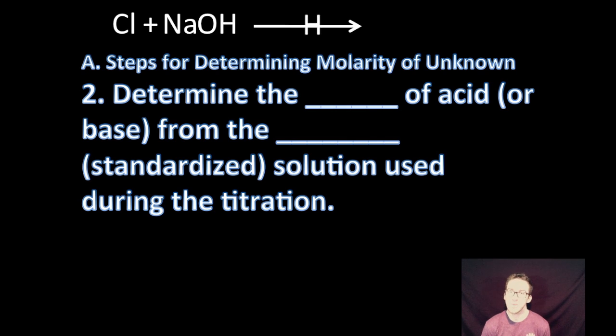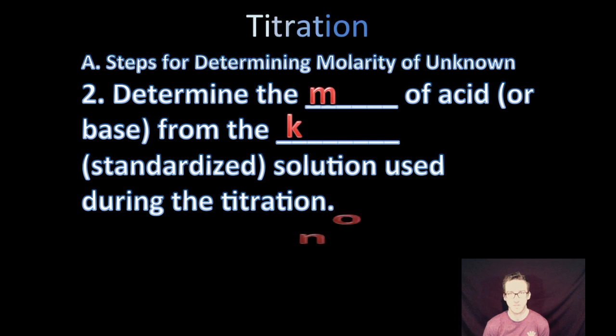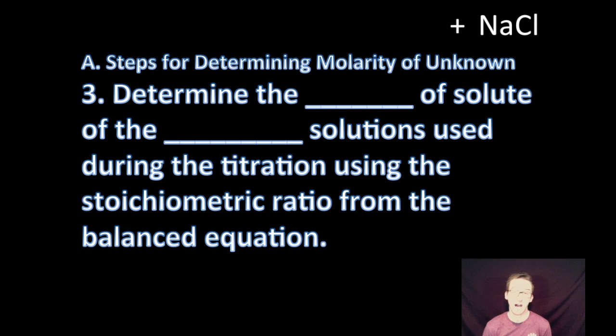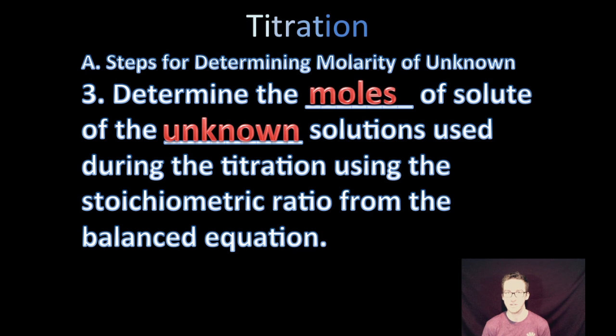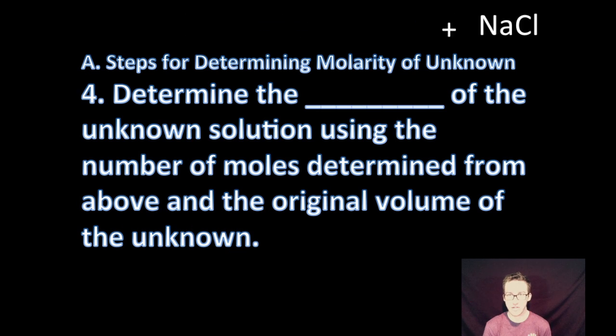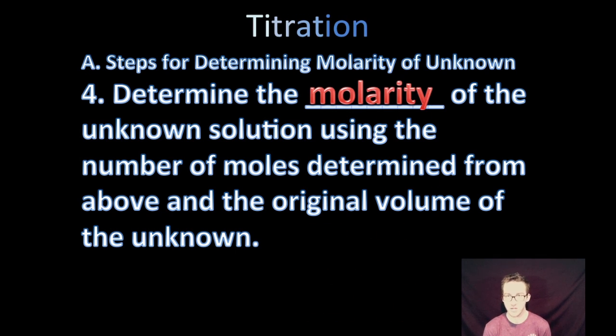Step 2 is determine the number of moles of acid or base from your known solution. Sometimes we call it our standardized solution, but use what you know to solve for number of moles. Step 3 then, you're going to determine the moles of solute of the unknown solution using that stoichiometric ratio in the balanced chemical equation. And then lastly, just make sure you determine the molarity or the concentration of the unknown solution using the number of moles determined from the previous step and the original volume of the unknown.